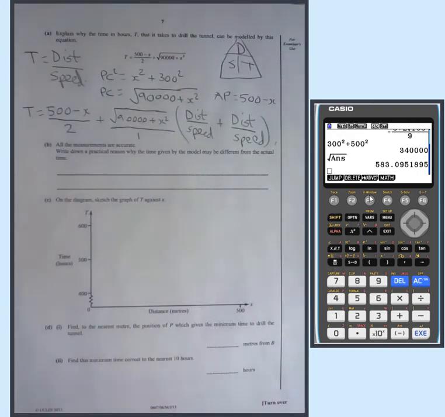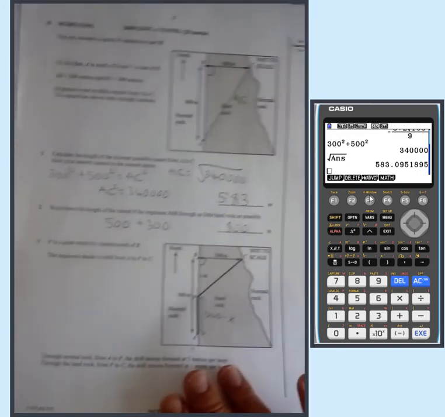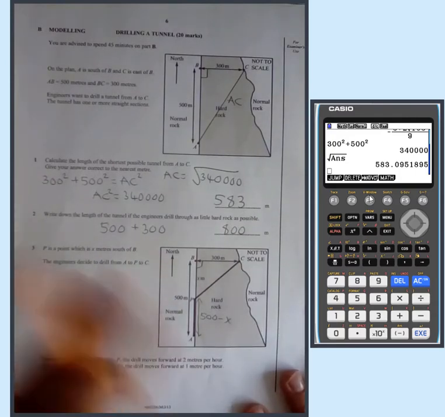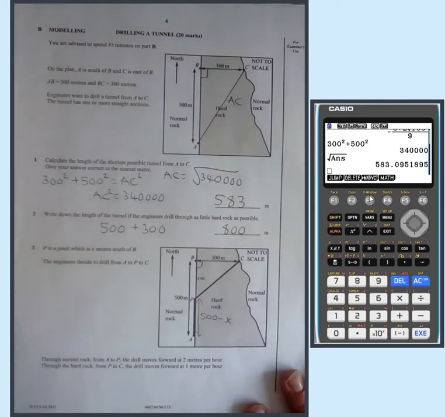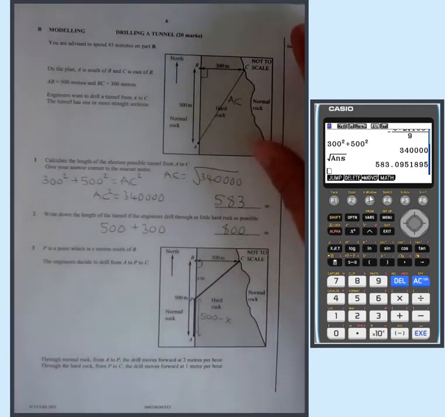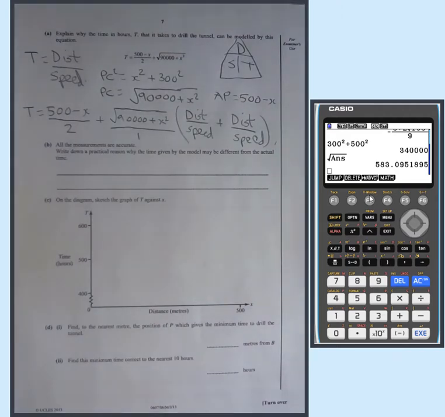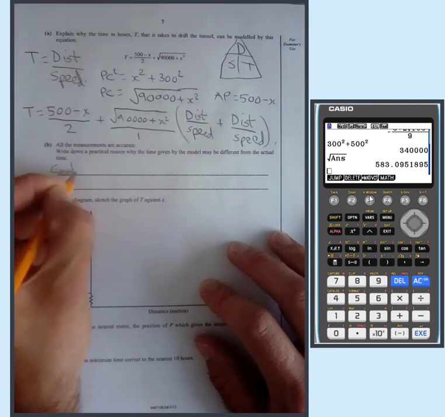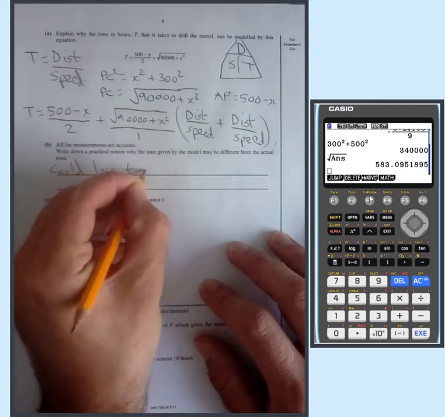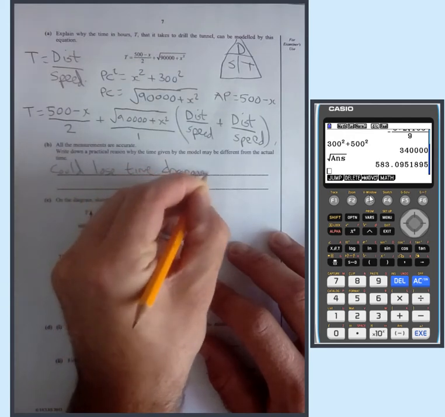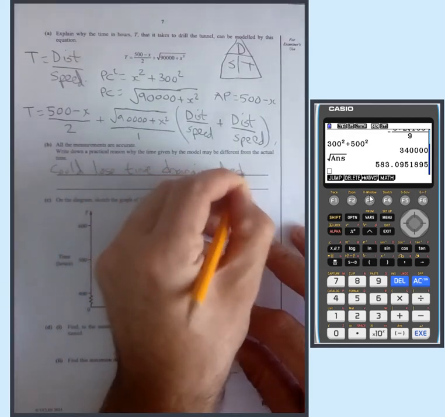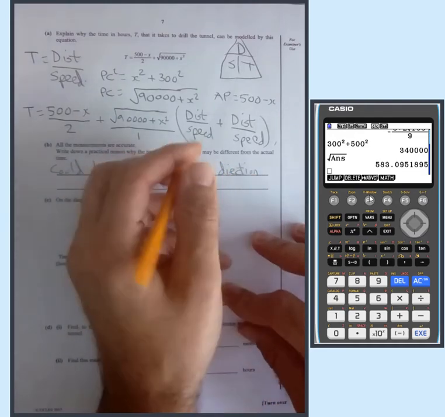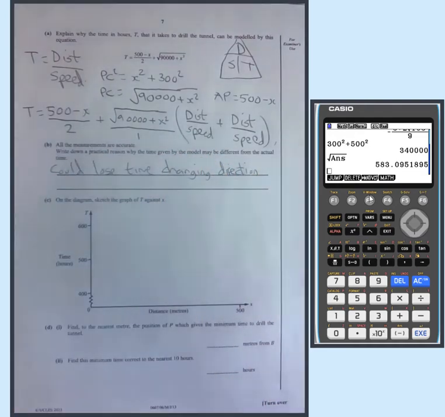The sample one in the mark scheme is maybe when the drill changes direction. So when you switch from normal rock to hard rock, maybe you actually have to turn the machine around, something like that, or maybe a tea break or refilling the machine, anything like that really. So I'll put could lose time changing direction, but anything that the examiner perceives as relevant and about the situation, you will get a mark for that. And remember, they're instructed to be positive in the awarding of marks.